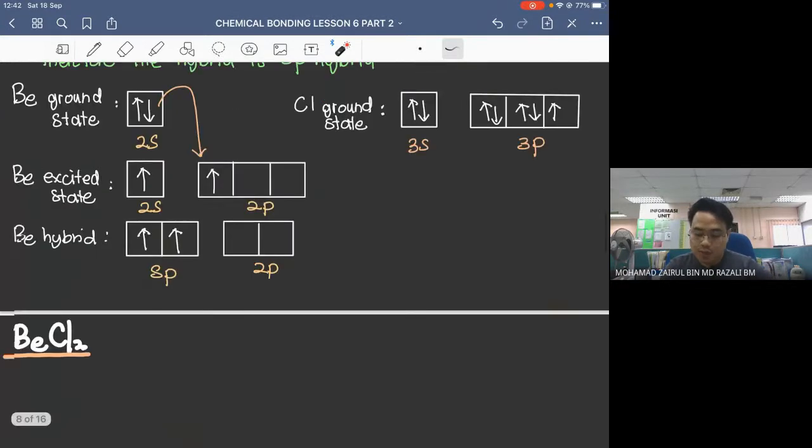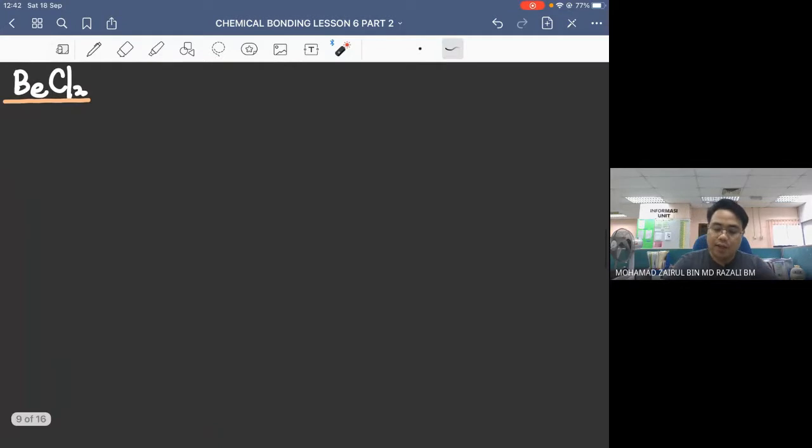Okay, now kita lukis dia punya orbital overlapping diagram. Beryllium. So beryllium is linear sp hybrid. So sp hybrid bentuk dia bentuk linear. So awak lukis.